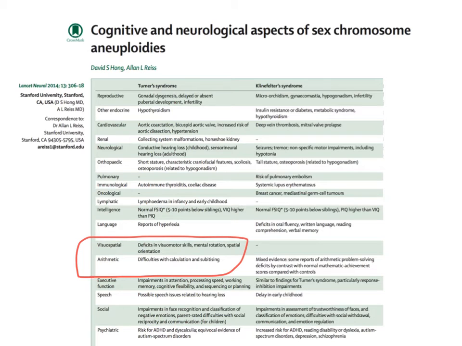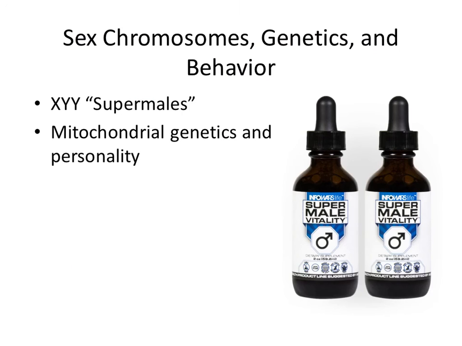You'll notice if you go down a little bit farther, we get to speech, and then down here at the bottom, social and psychiatric differences between XX, XY, and then Turner syndrome and Klinefelter syndrome. So there are some other subtle differences that having the wrong number of sex chromosomes makes in individuals.